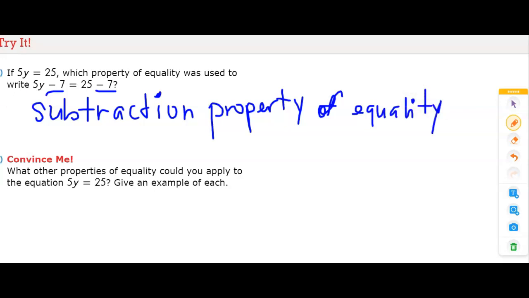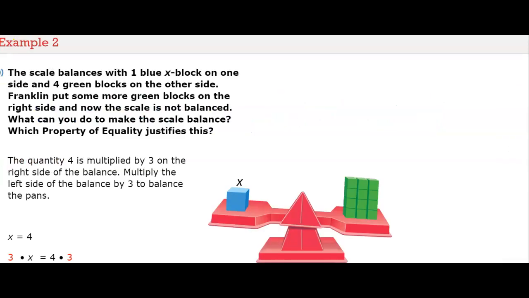That's it. The scale balances with 1 blue X block on one side and 4 green blocks on the other side. Franklin put some more green blocks on the right side, and now the scale is not balanced. What can you do to make the scale balance? Which property of equality justifies this?